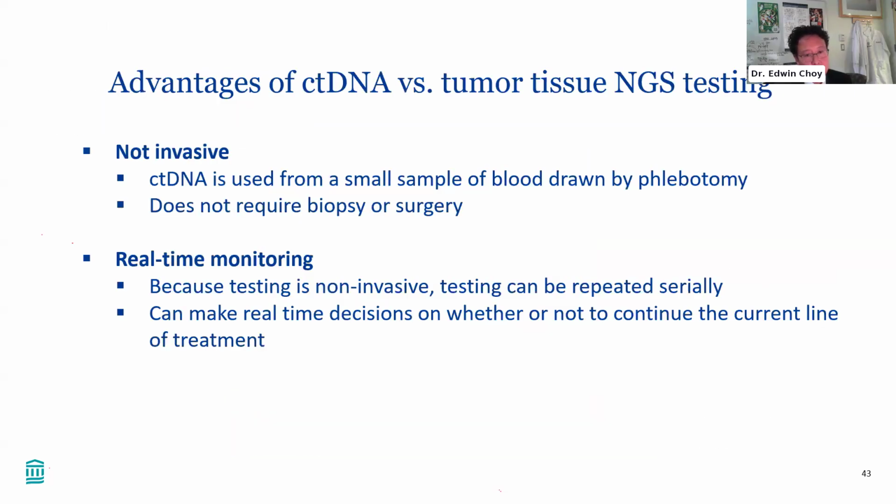So in conclusion, there are various advantages to using ctDNA versus tumor tissue. ctDNA is obviously not invasive. You just need a small sample of blood drawn by phlebotomy. This can be done by a nursing clinic or a visiting nurse at the patient's home. It does not require surgery or a needle biopsy.